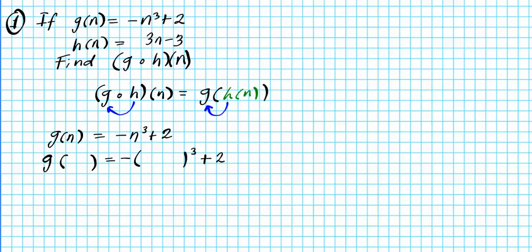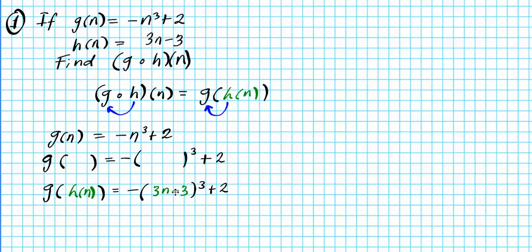All right, now let's go ahead and make our substitution. We have g of the input function, which is h of n. Let's make that blue and green. So h of n. And then on the right side, we have negative parentheses. h of n is 3n minus 3, and then we raise that to the third power plus 2.